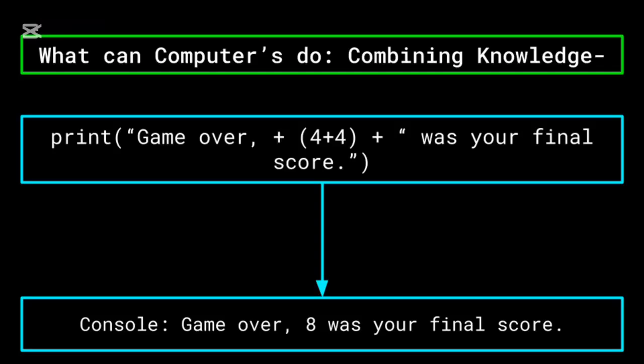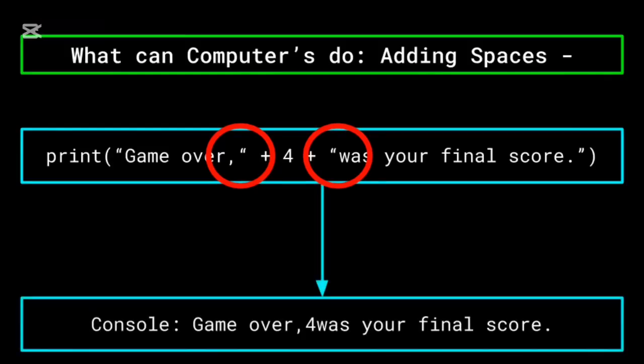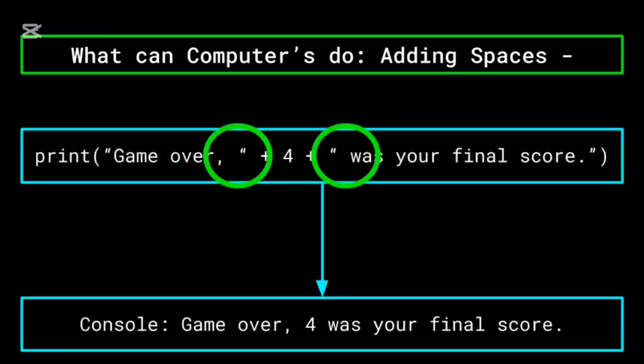Now, it's important to note that the computer will take whatever you put in the parentheses and print it out, character for character. So oftentimes, programmers will forget to add a space onto the end of their strings. This can result in a small mistake in which the string from the previous example would be printed out as if to say, game over4was your final score, which isn't that appealing when displayed on the screen to the user. So it's a good practice to always put a space after and before your strings to make sure this doesn't happen.